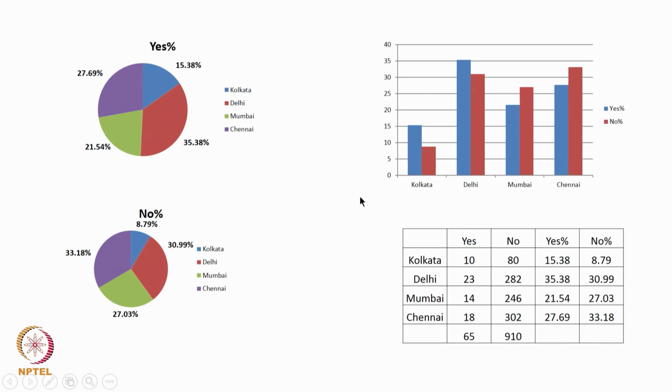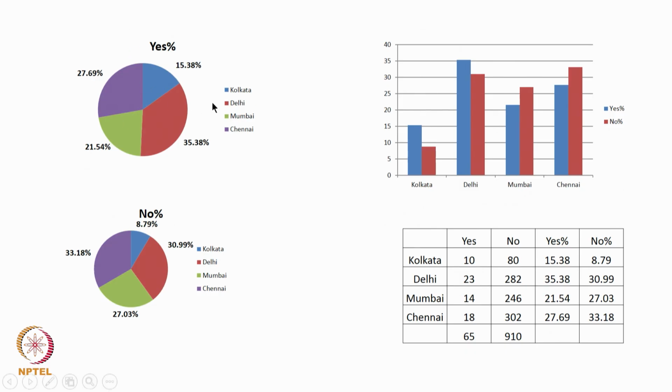We can also think of another bar chart, which is not shown here, where the 100% of the blue is actually divided into 4 parts with 15.38 for Calcutta, 35.38 for Delhi and so on. And similarly, the 100% for the red is also divided into 4 parts: the Kolkata part which is 8.79, the Delhi part which is 30.99 and so on.